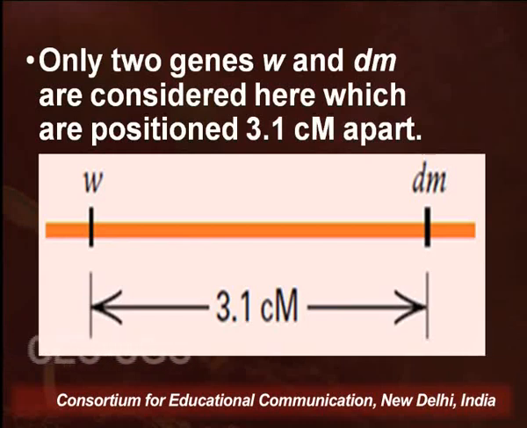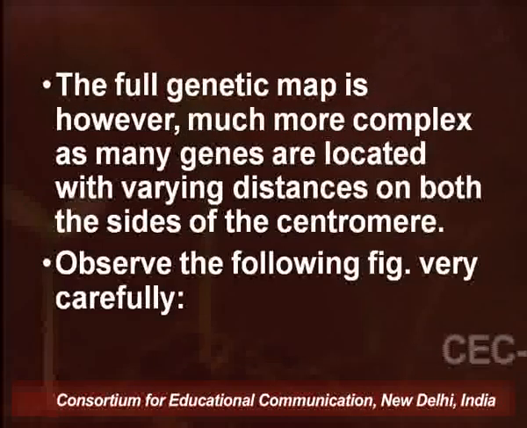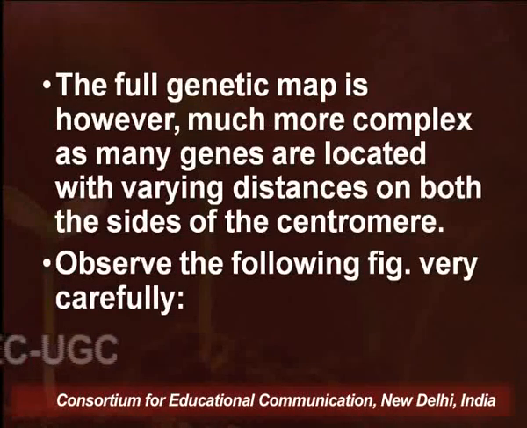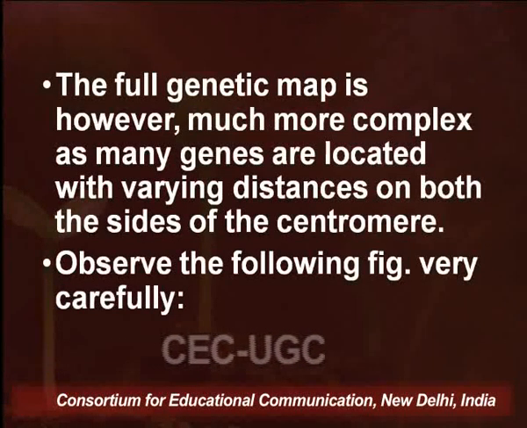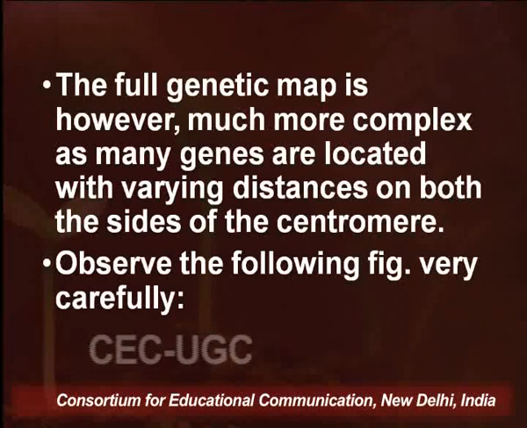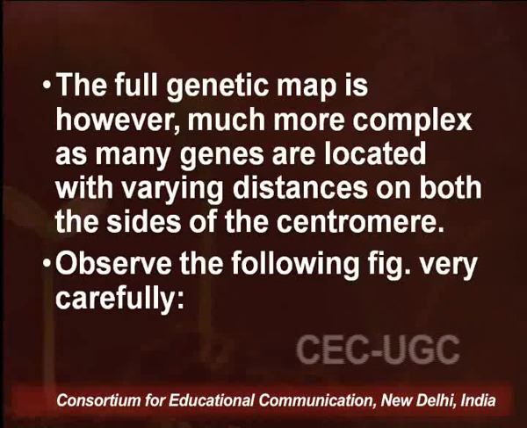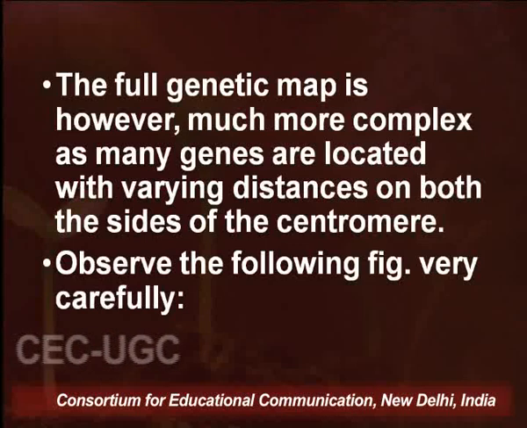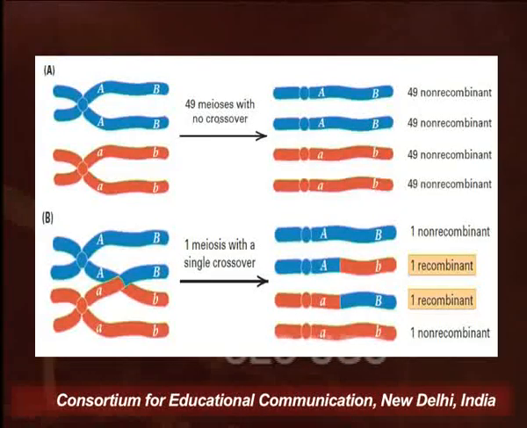This is only a very small portion of a chromosome that we are talking about, and it is not a complete genetic map. The complete or full genetic map is much more complex, because the different types of genes are located at variable distances on both sides of the centromeres. So you have to be careful when you talk about the genetic map of more than 2 genes. Look at this diagram very carefully, because if we are not familiar with these fundamentals, then we may go wrong in our calculations.